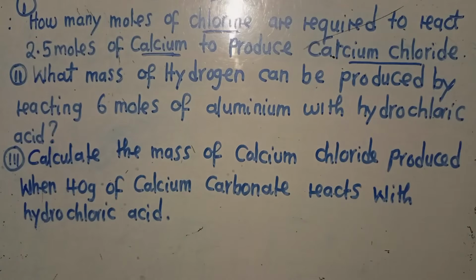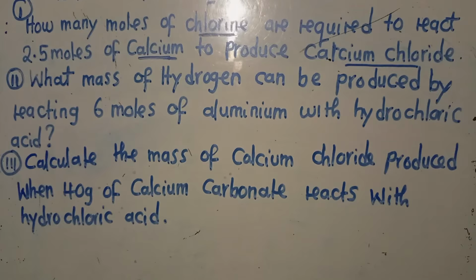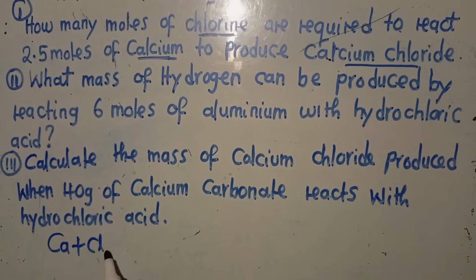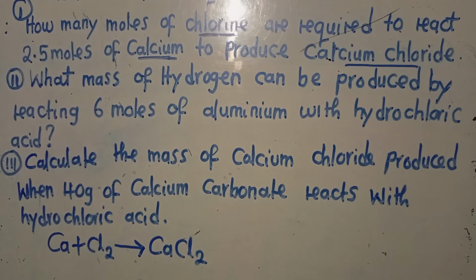So the first thing is to write an equation. We say calcium is reacting with what? Chlorine. So I put a 2 there. You know that chlorine is in group 7, and group 7 elements form diatomic molecules. So I say this is equal, giving us calcium chloride. Calcium chloride is like this. I guess you know how to write chemical formulas. So this is the equation, and looking at it, it is already balanced.